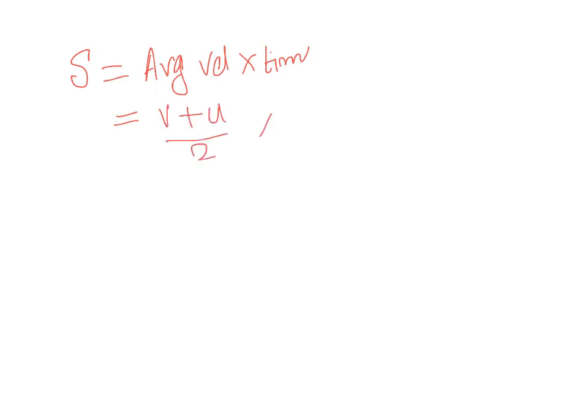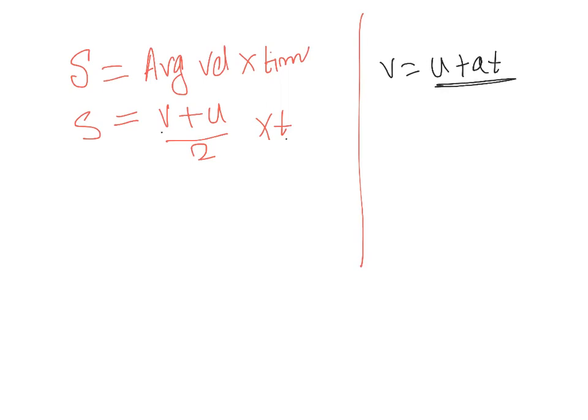Now let's go to the last equation of motion. Again, we'll start with the same thing. We'll start with this. S is equal to average velocity into time. Average velocity, we have seen, is v plus u by 2 into time. So S is this. Now with the same first equation, we know v is equal to u plus at. What we will do, we would not replace t here, we'll replace v here. So instead of v we can write this, right?